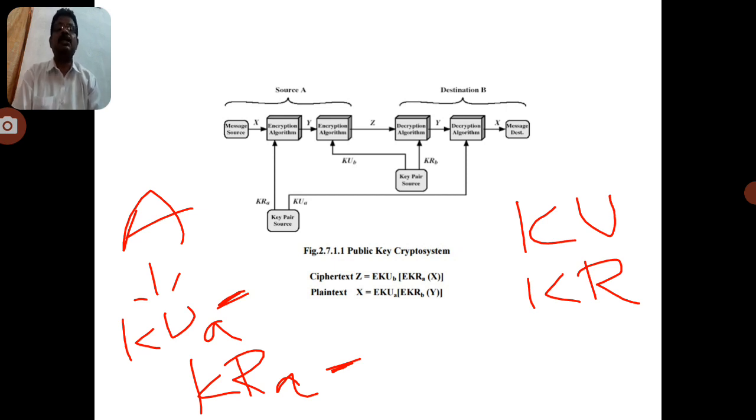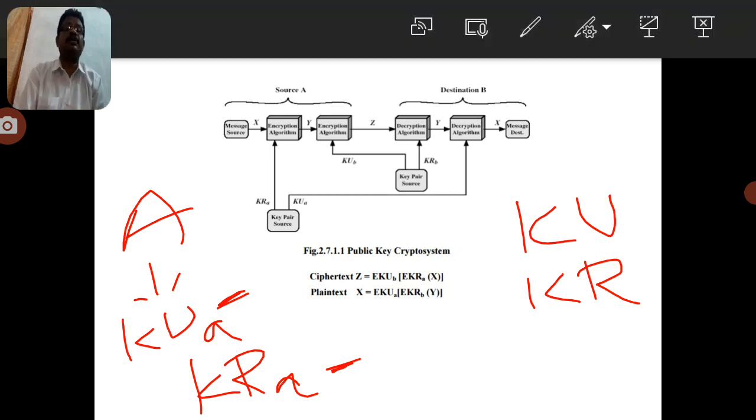And coming to public key cryptography, two messages are generated: one is the confidential message and the second is the authenticated message. So when is the confidential message generated, and when is the authenticated message generated? This is the major issue in public key cryptography.